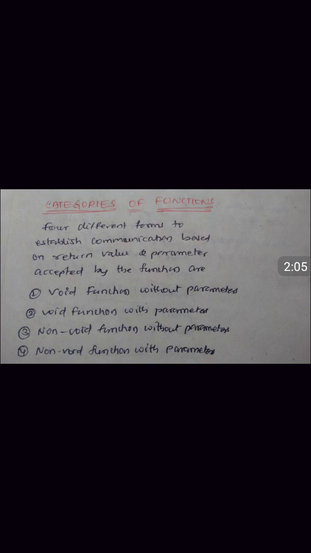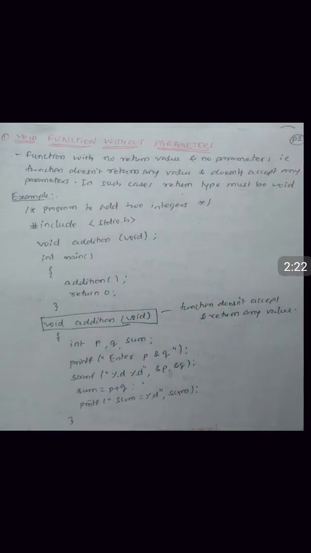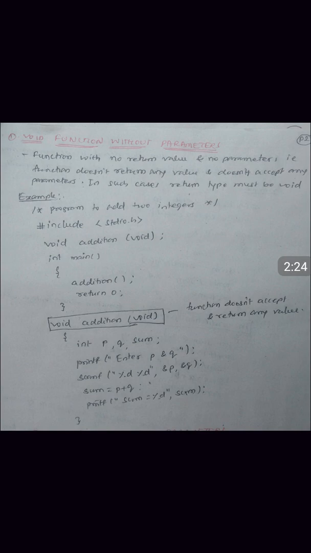Then the third one is non-void function without parameter. The function is not accepting any parameter, but it will return some type of data. Another one is non-void function with parameters. So now we will see the first example.